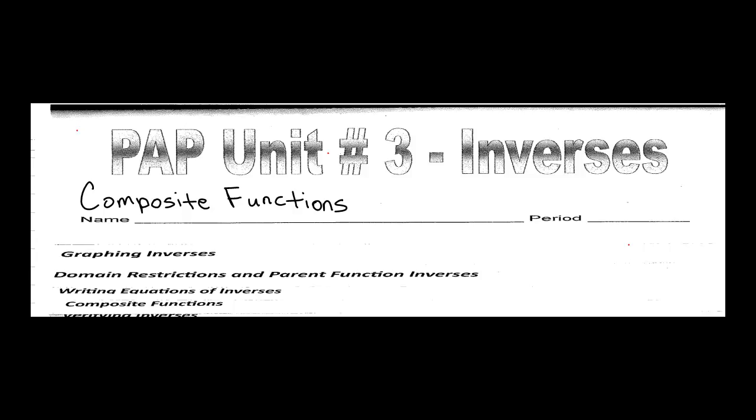We continue Unit 3 inverses with Flap 5, interpretable composite functions. Composition of functions is the process of putting one function inside another. The notation for composition of functions is f of g of x. We read it f of g of x.